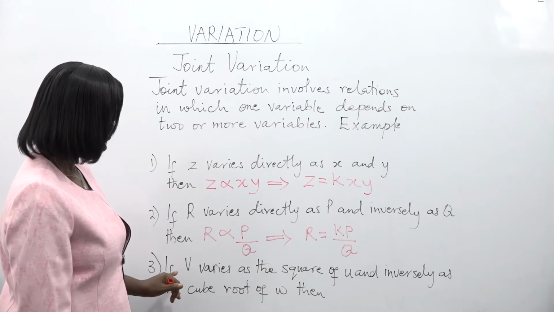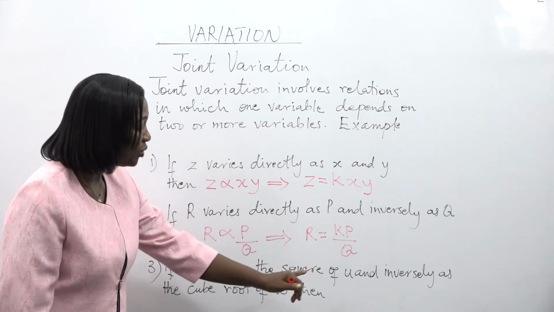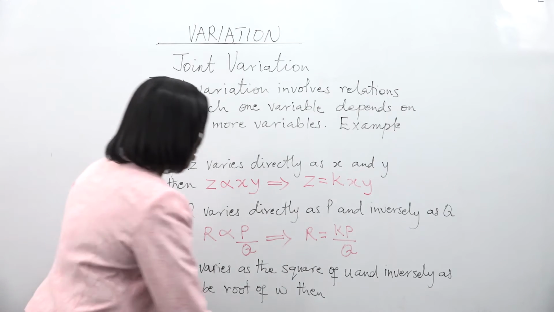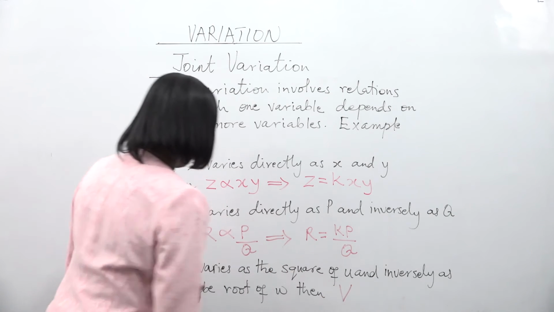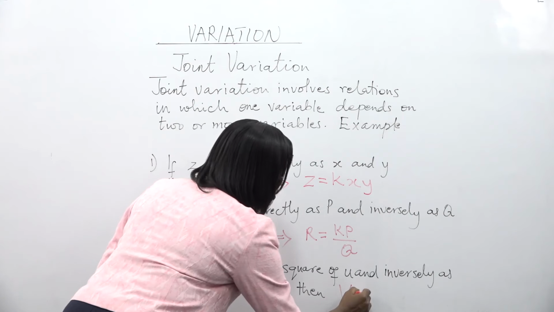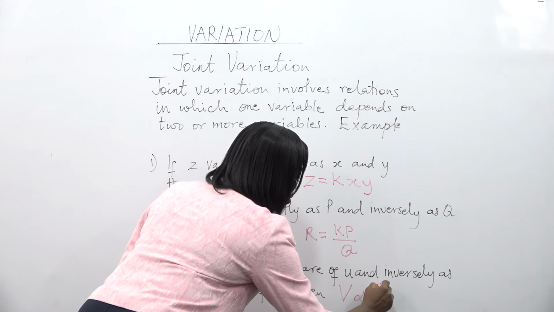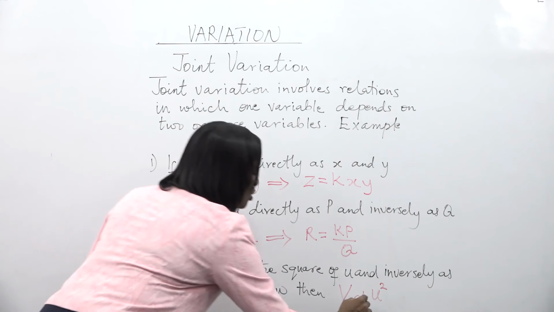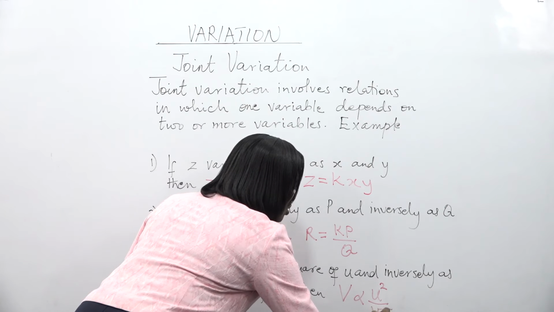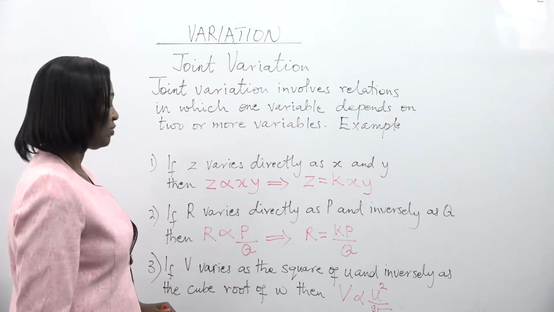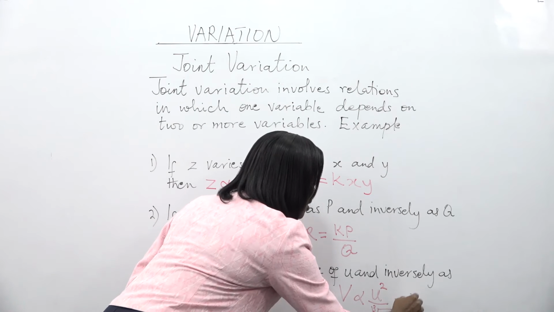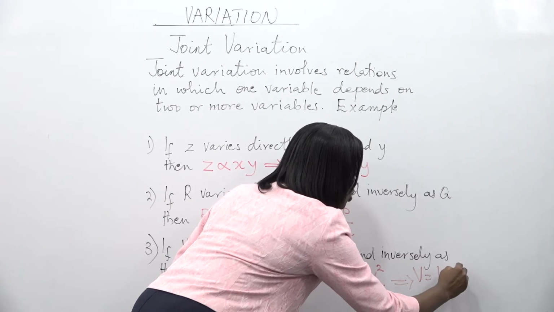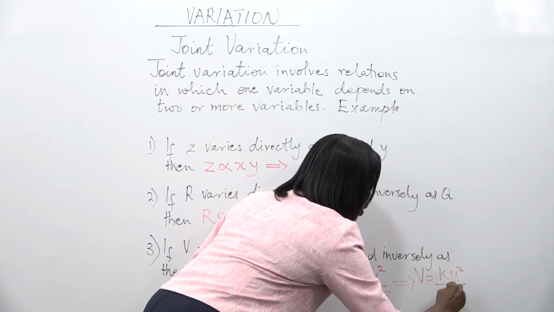The third one, if V varies as the square of U and inversely as the cube root of W, then we have V varies as the square of U, varies as U squared, and inversely as the cube root of W, so over cube root of W. So this becomes V is equal to KU squared over cube root of W.